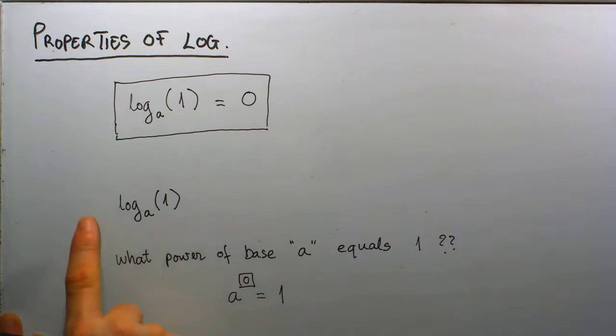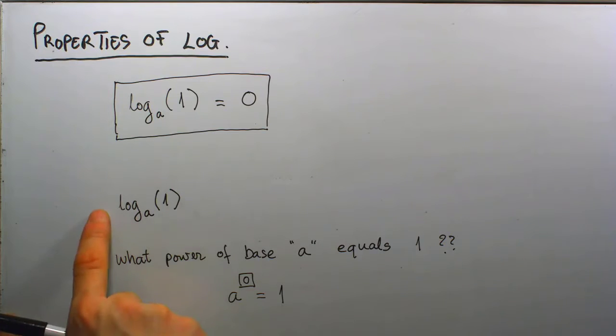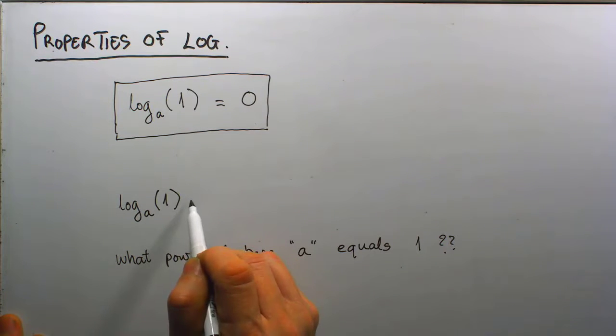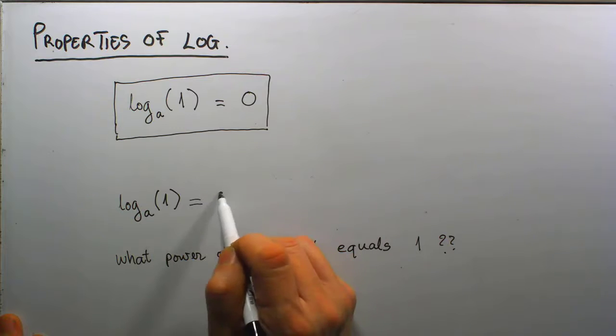And so those are a few different ways of explaining why log base a of 1, for any base right here, must equal 0.